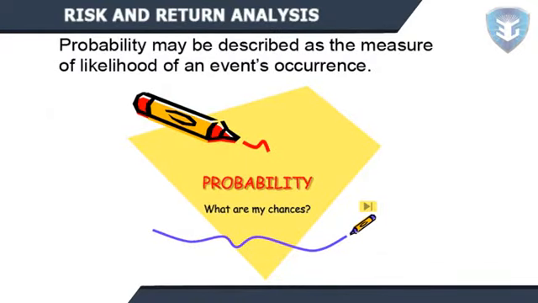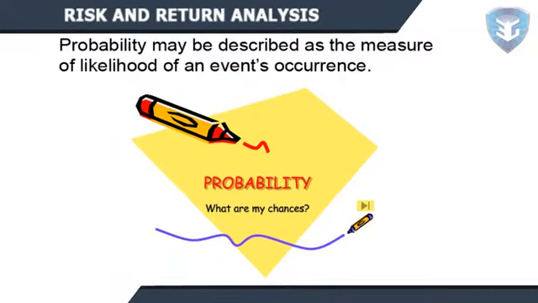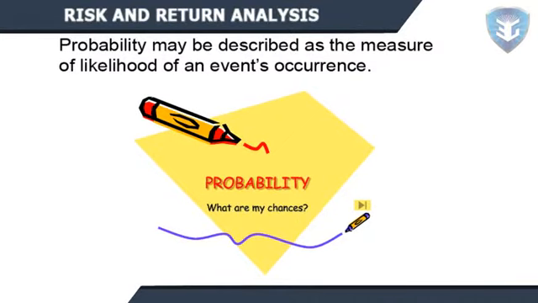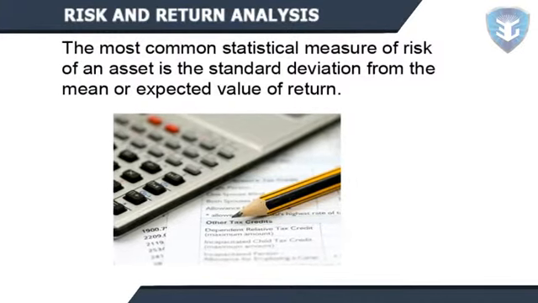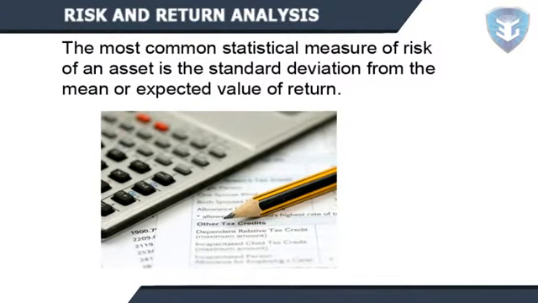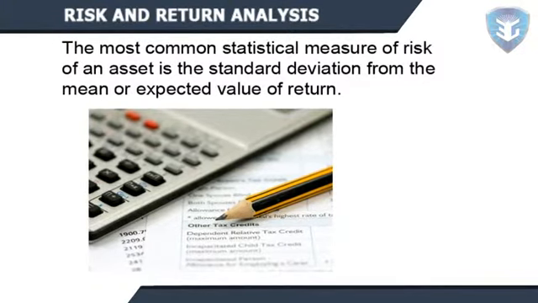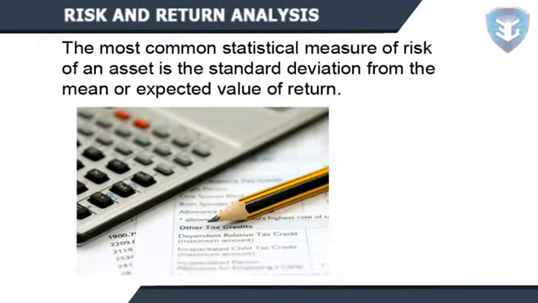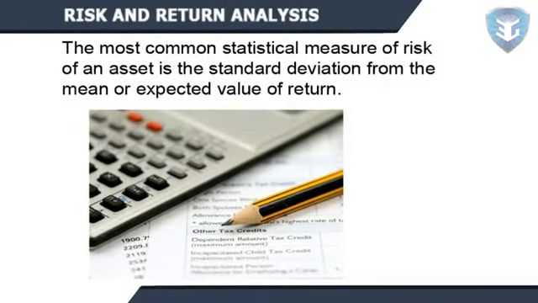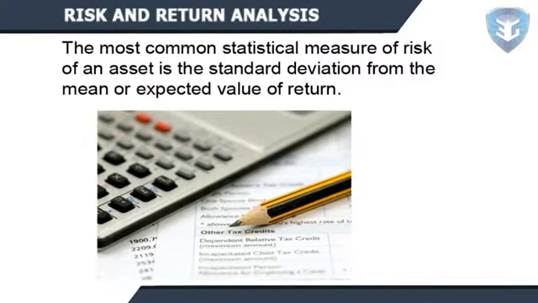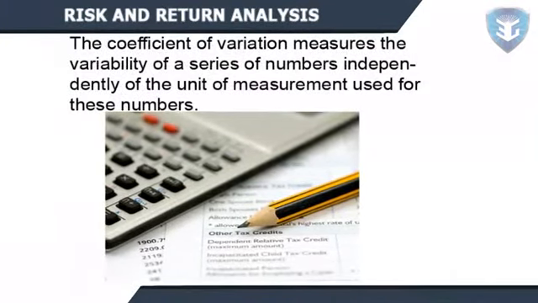Probability distribution. Probability may be described as the measure of likelihood of an event's occurrence. The risk associated with an asset can be assessed more accurately by the use of probability distribution than sensitivity analysis. Standard deviation. The most common statistical measure of risk of an asset is the standard deviation from the mean or expected value of return. It represents the square root of the average squared deviations of the individual returns from the expected returns.